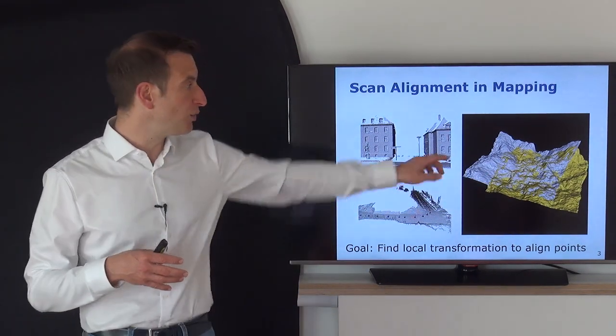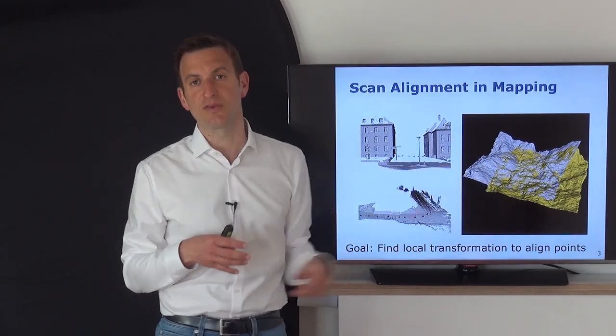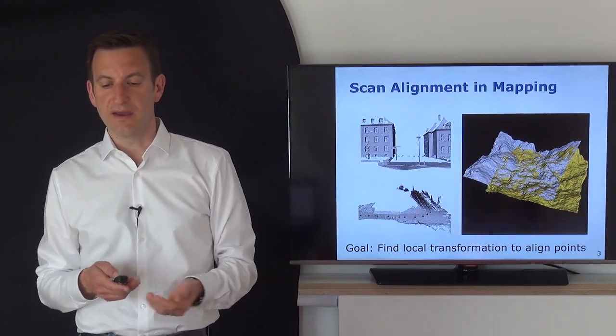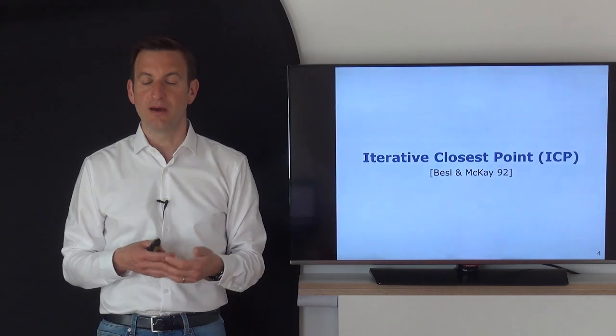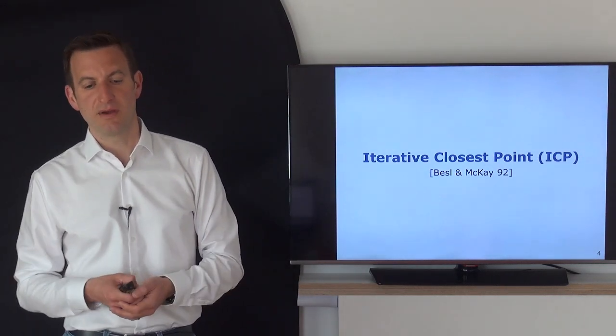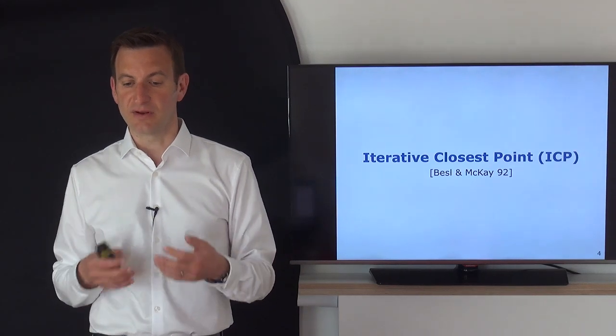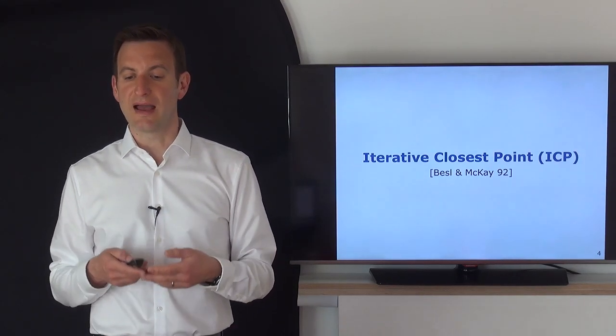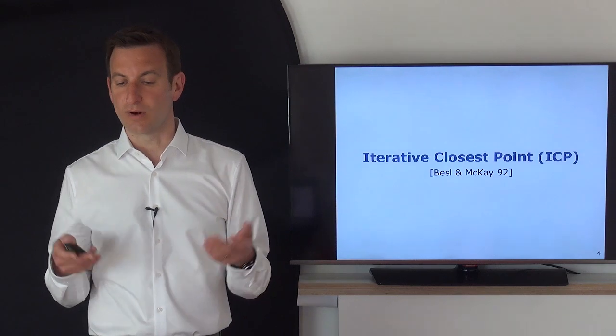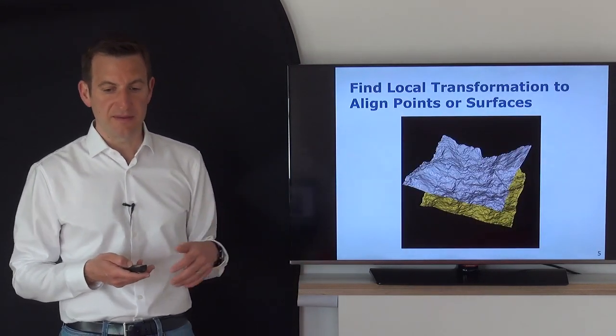And the question is, how do we do this? How do we generate this process over here? And that's what the iterative closest point or ICP algorithm is about. It's an algorithm which has been around for quite a while, so it's not something extremely novel, and it's there to align local point clouds or surfaces with each other. Again, this is the example.